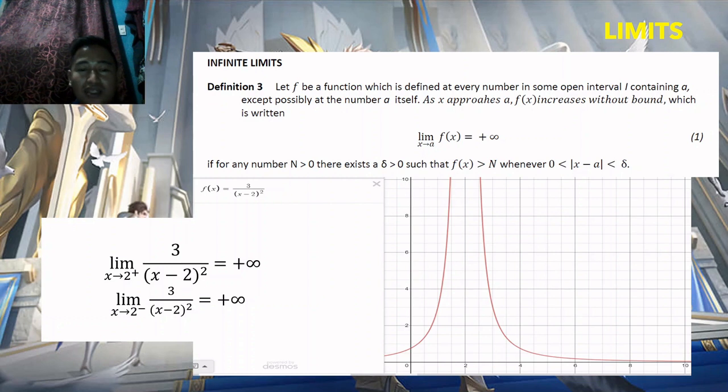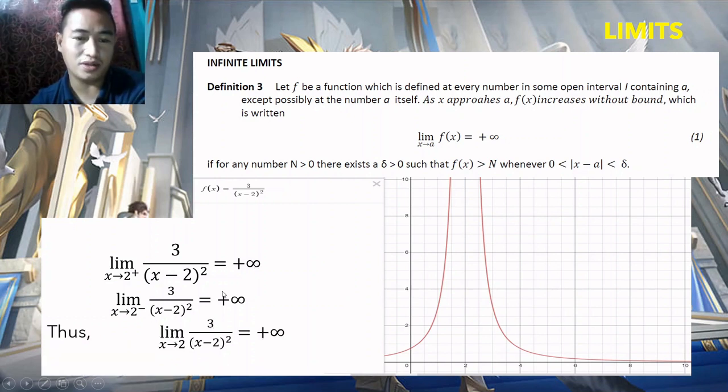Let's look at its graph. As x approaches 2 plus, this is the graph of 3 over x minus 2 squared. As x approaches 2 from the right, it goes up toward positive infinity. On the left side, as x approaches 2 minus, it also goes toward positive infinity. So both of their limits are equal to positive infinity.